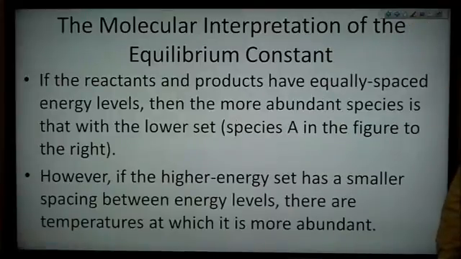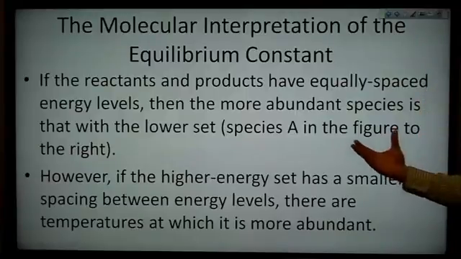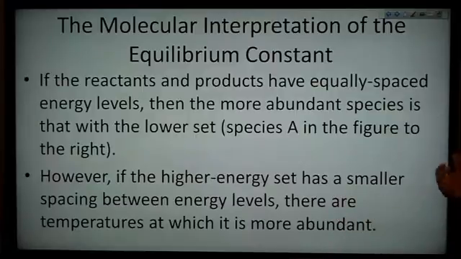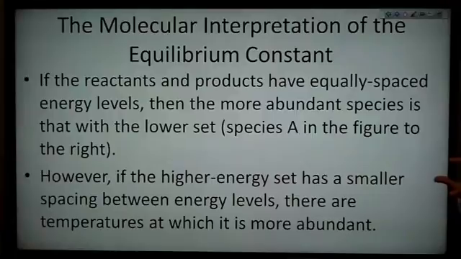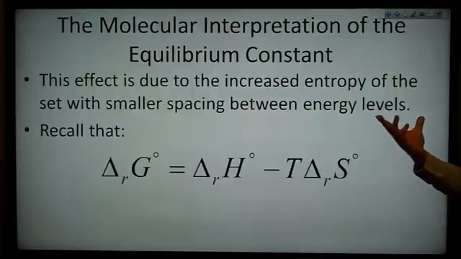So, if our reactants and products have equally spaced energy levels, then the more abundant species is the one with the lower set of energy levels. So in the figure that I showed earlier, that was species A. Right? A had lower energy levels than B did, but they were spaced equally. But if the higher energy set has a smaller spacing between the energy levels, then there are some temperatures at which it's more abundant. There are some temperatures at which it's not, but there are some temperatures at which it is more abundant. So this effect is due to the increased entropy of the set with a smaller spacing between the energy levels.